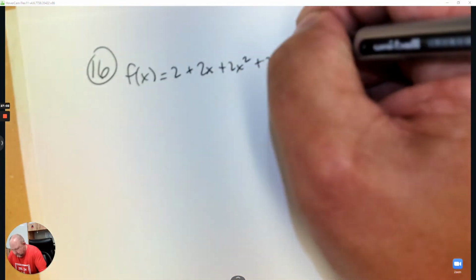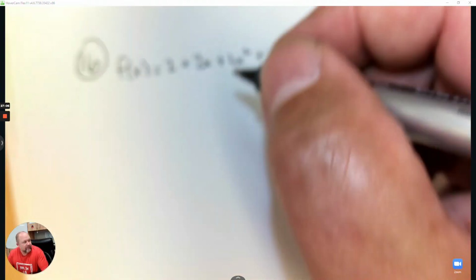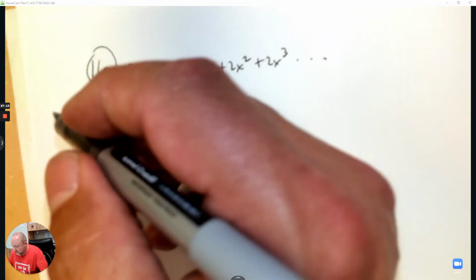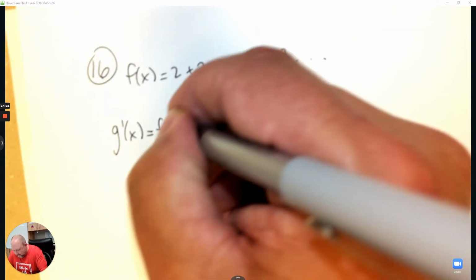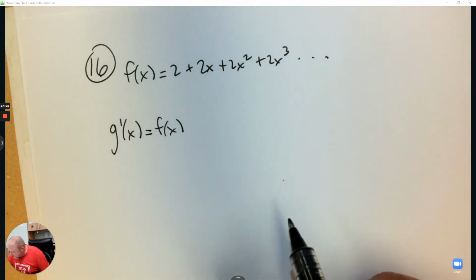Let f be the function defined by this. And so on. I got it written down here. I think it says g at x. It says g prime at x equals f at x. I had black ink over it, so it made it tough to see.